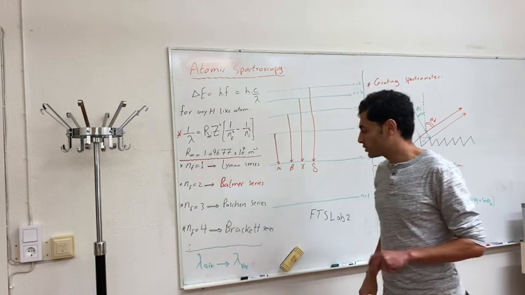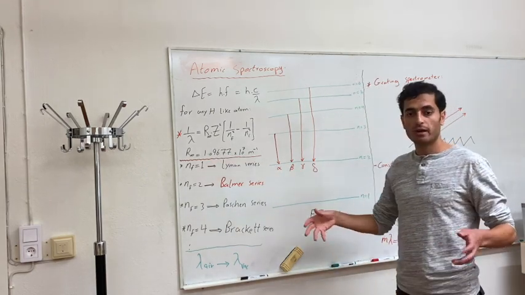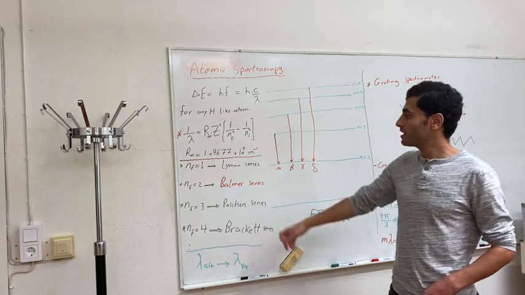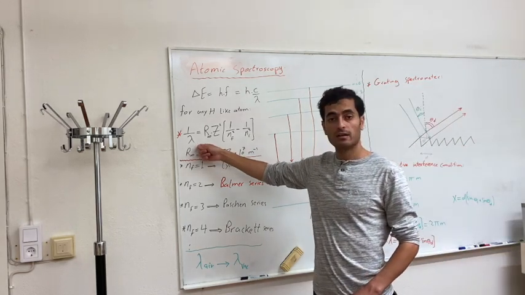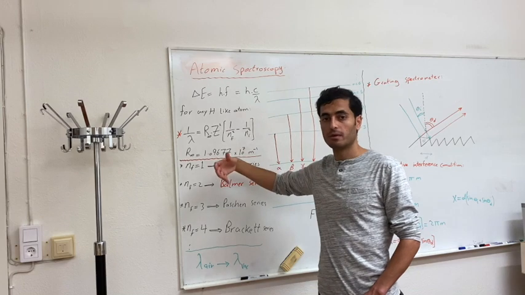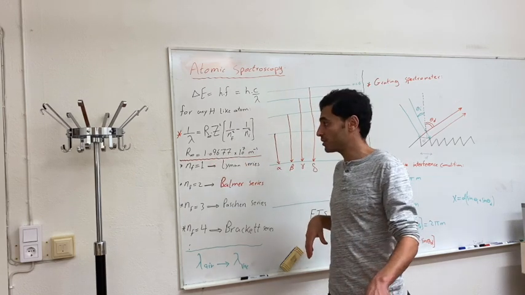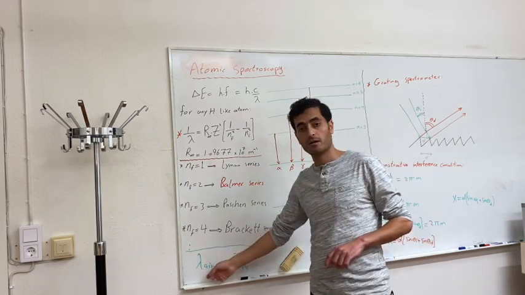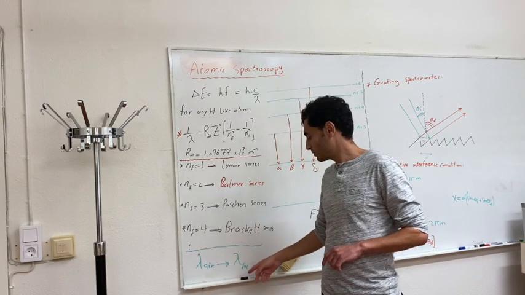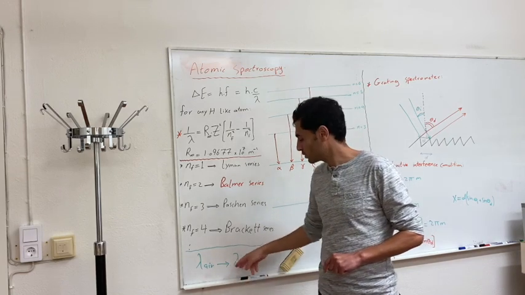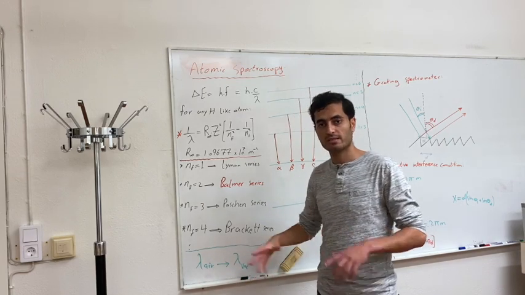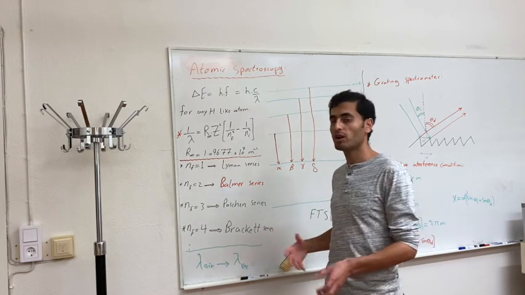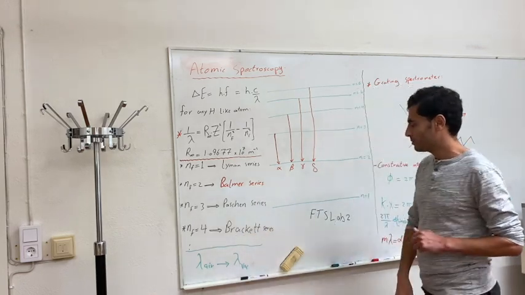And one thing to keep in mind is that we are working here in air. This formula calculates the wavelength for vacuum, and the wavelength that you will be measuring in the lab is the wavelength in air. So one thing that you need to figure out is how to convert between the two. There's a refractive index involved, but that's something to keep in mind.